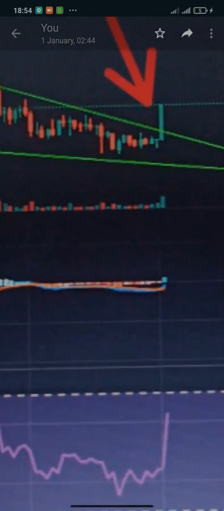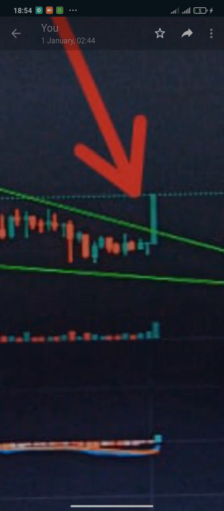Do you understand? Initially, this candle was below these two green diagonal lines. But as soon as it breaks out of the top diagonal line, you place a buy order. Here the buy now, the current price is 0.38 or 380.74 Satoshi, right?